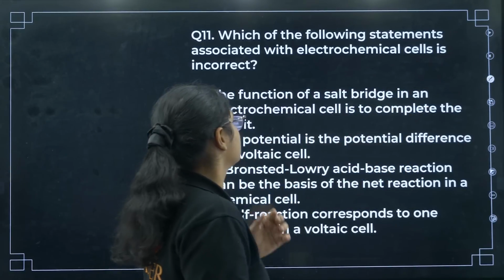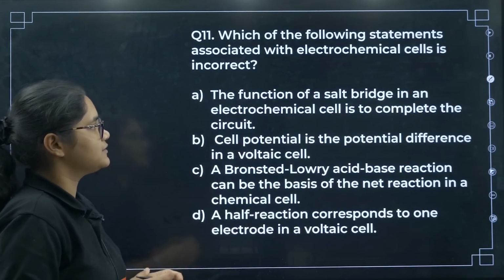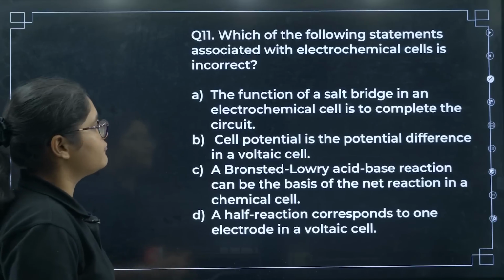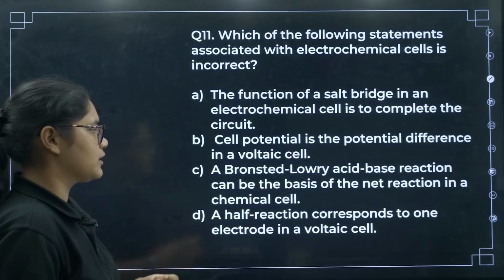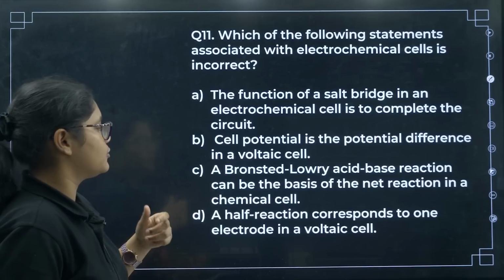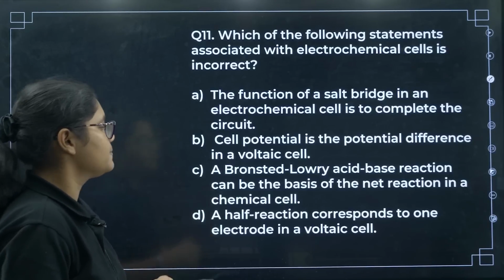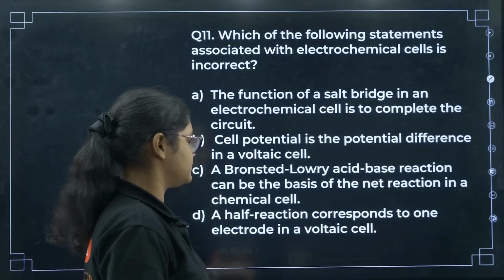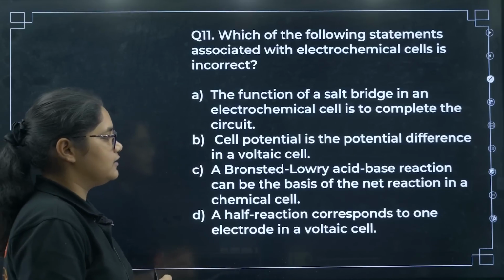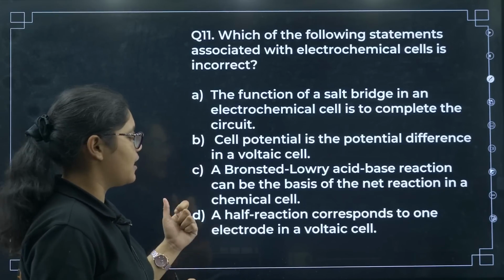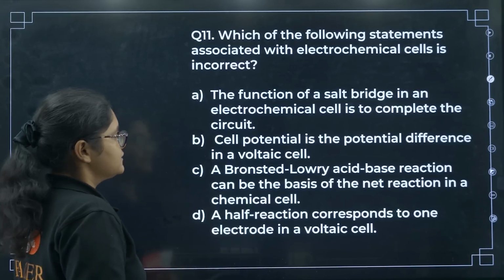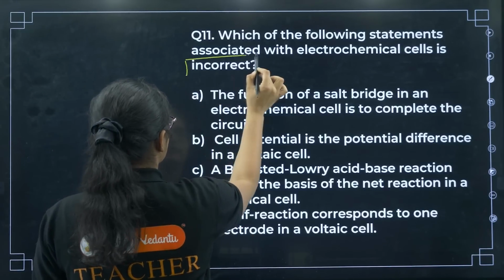See the first question: which of the following statements associated with electrochemical cells is incorrect? The function of a salt bridge in an electrochemical cell is to complete the circuit. Cell potential is the potential difference in a voltaic cell. A Bronsted-Lowry acid-base reaction can be used as the basis of the net reaction in a chemical cell. A half reaction corresponds to 1 electrode in a voltaic cell. So which of the following is incorrect?